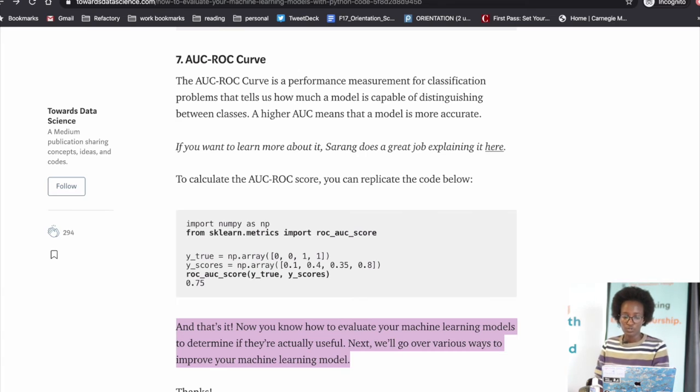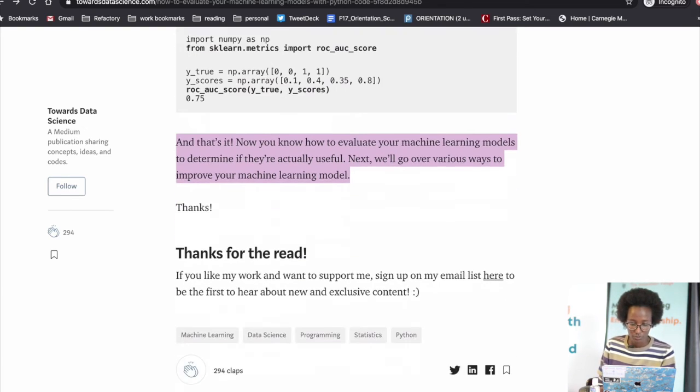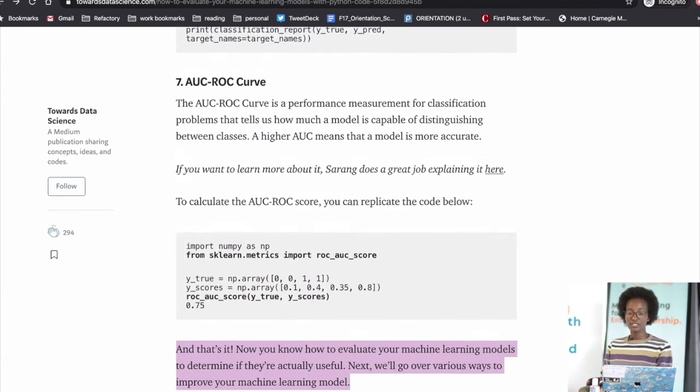We'll go over various ways to improve your machine learning model. So yeah, so that's about it.